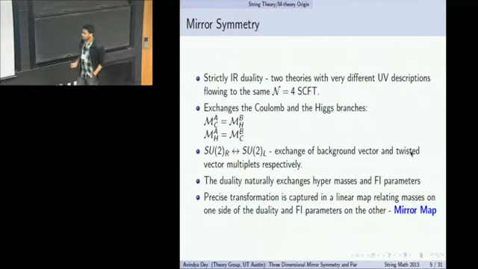Now under this duality, masses on one side are mapped to FI parameters on the other side, and the linear transformation that captures that map is called the mirror map. So once someone gives you a mirror duality, the mirror map is probably one of the most basic pieces of information that you want to know about the duality. Finding the mirror map will be one of the tasks that we perform in the course of this talk.